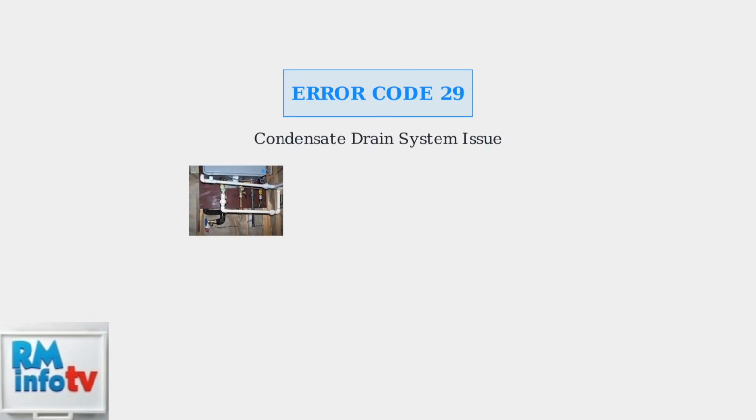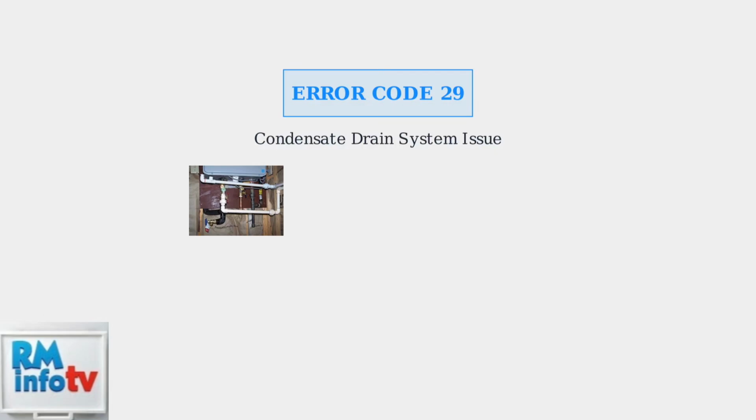Rheem tankless water heaters use error codes to communicate system issues. Error code 29 is one of the most common codes you might encounter, and understanding what it means is crucial for maintaining your water heater. Error code 29 indicates a problem with the condensate drain system.